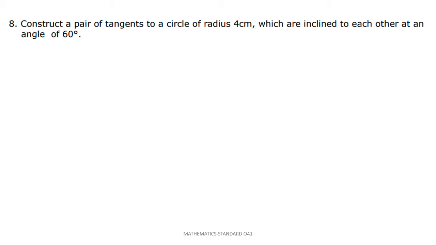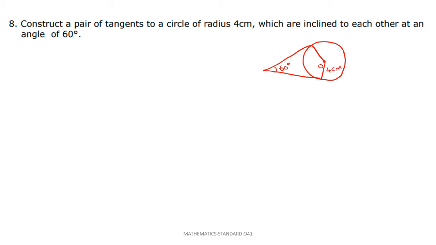Okay, children, so this is the construction lesson. Construct a pair of tangents to a circle of radius 4 centimeter, which are inclined to each other at an angle of 60 degrees. So we have a circle with a radius of 4 centimeter, and we have a pair of tangents, one tangent and the other tangent, which are inclined to each other at an angle of 60 degrees. So we know only this much detail.